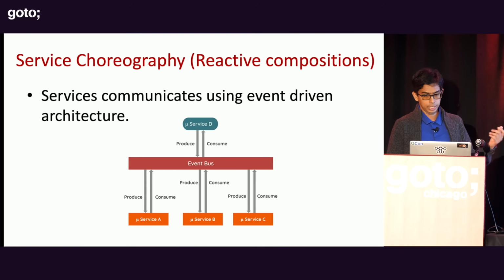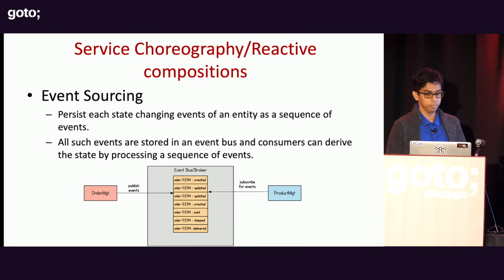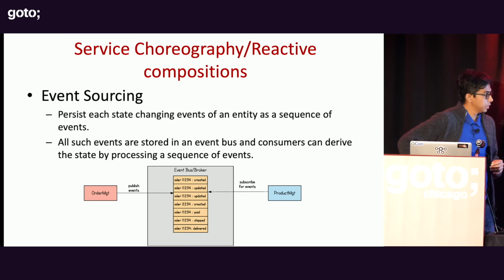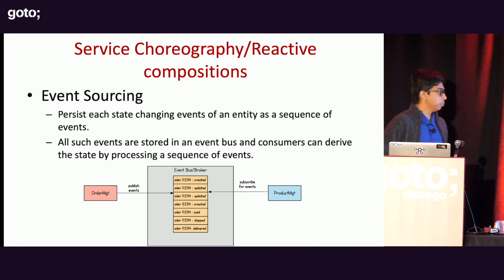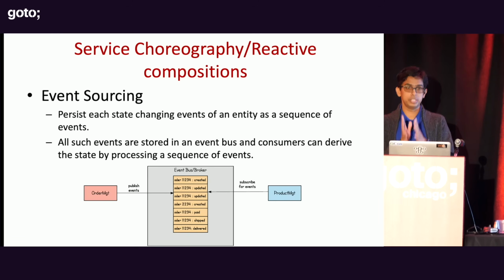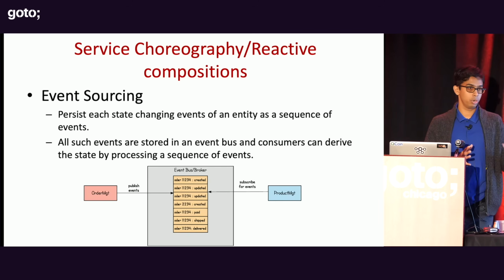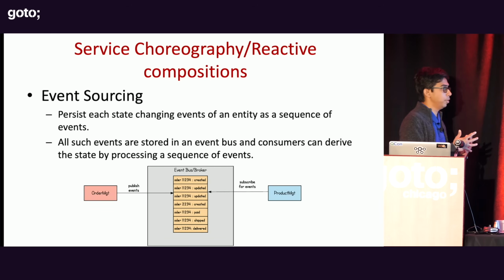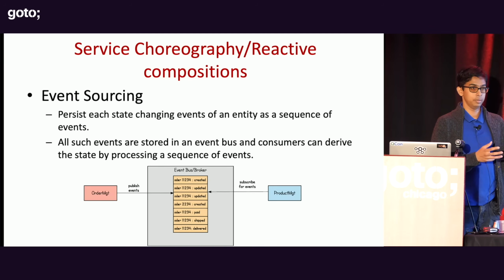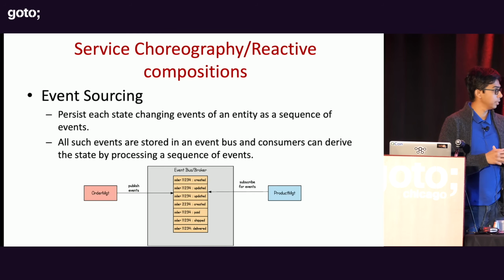Another variation of the reactive composition is event sourcing. Probably you have heard of the concept of event sourcing. The key idea behind event sourcing is that, as part of the application or the microservice that you write, all the state-changing events of a given service are recorded in a distributed log, so that any other consumer of those events can recreate the state, and they can actually materialize the behavior of the service that is publishing the events.